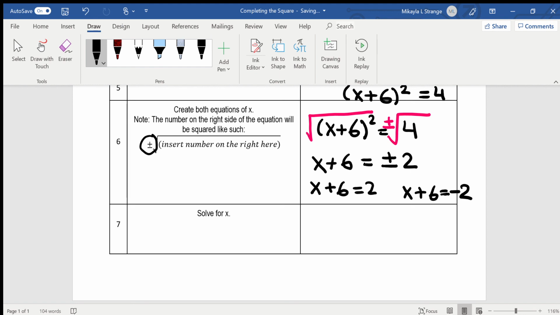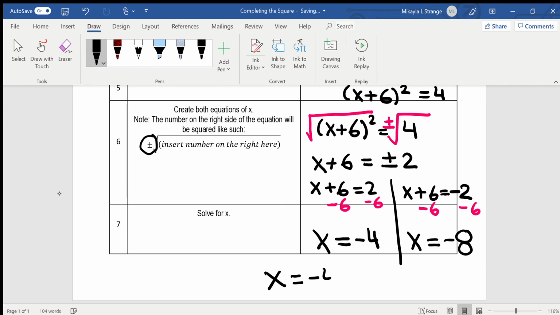All we have to do now is solve for x. In order to do so, I'm going to subtract 6 from both sides. Same thing for this equation. And in this first one, this is going to give me x is equal to negative 4. And the second one gives me x is equal to negative 8. Therefore, x is equal to negative 4 and negative 8. And that's on completing the square.